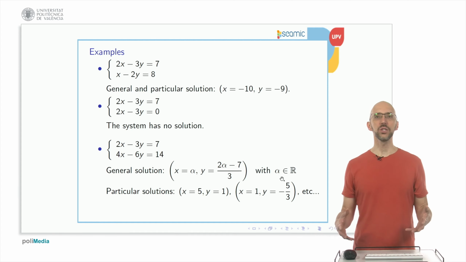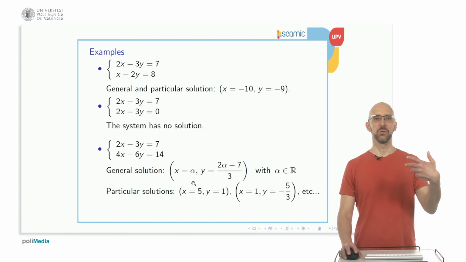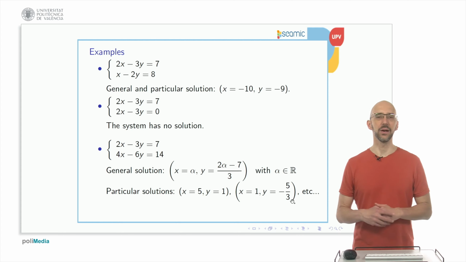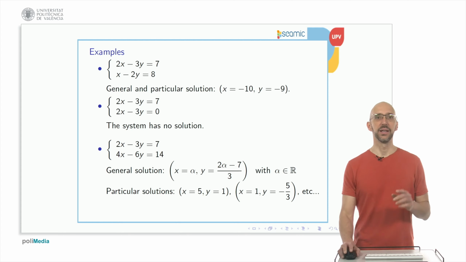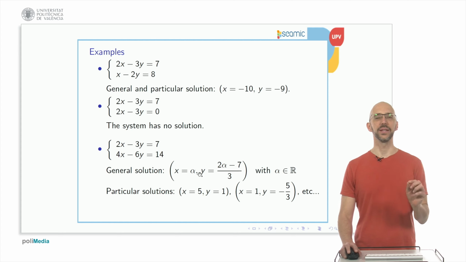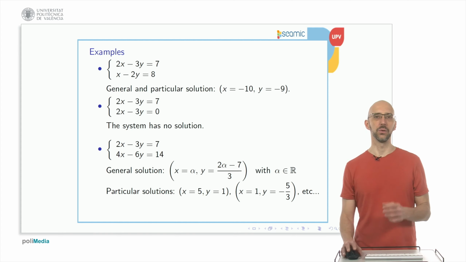So how many solutions do we obtain here? An infinite number of solutions. Could I just take, for example, x equal to 5, then I replace 5 here and I obtain that y equals 1. I can take alpha as 1 and I obtain that y equals minus 5 over 3. So the key idea is that this is the general solution, and when I give values to alpha, then I obtain particular solutions. So this is the idea between general and particular.